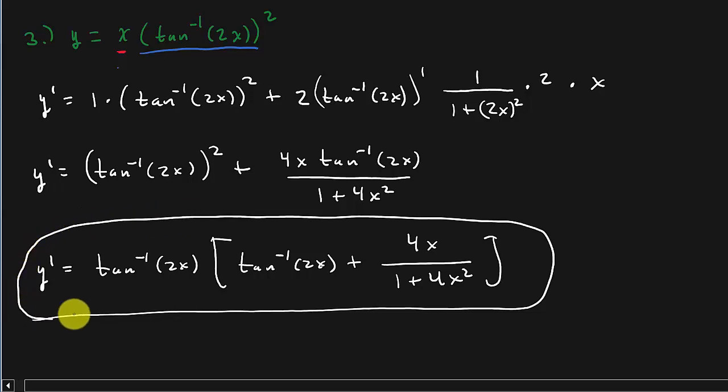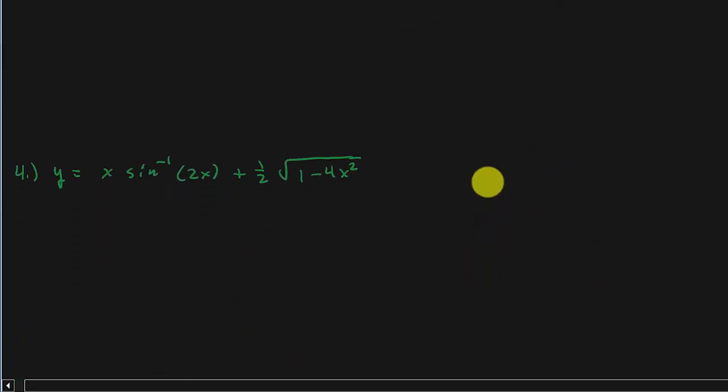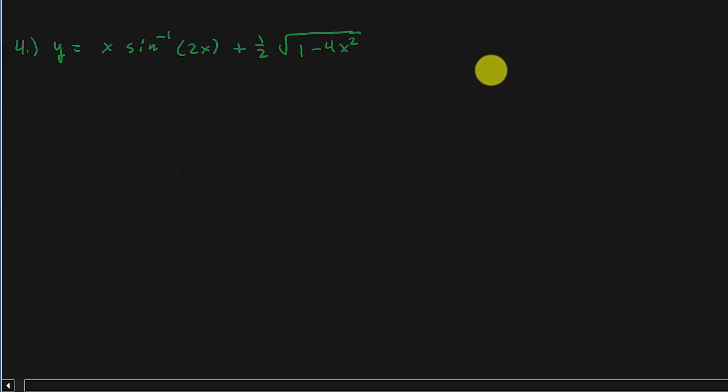So that one got a little messier than the other ones, but we're still good. We still understand how to do all this stuff. Oh goodness, let's look at this one. Let's see what we got here. All right, so let's take the derivative of this thing. So we've got y prime.